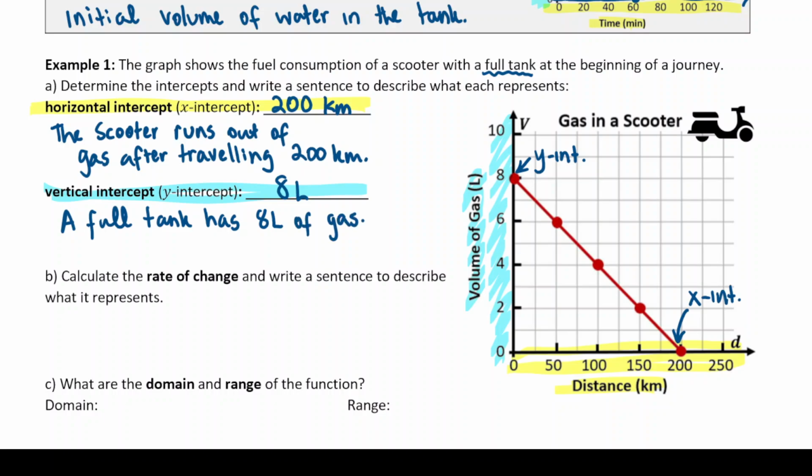Rate of change. Okay, so rate of change on a graph. So we're going to use the same formula as in the previous lesson. But here we're looking at a graph instead of a table.